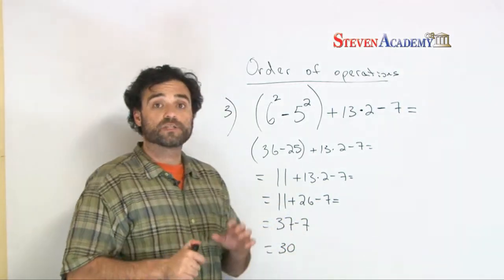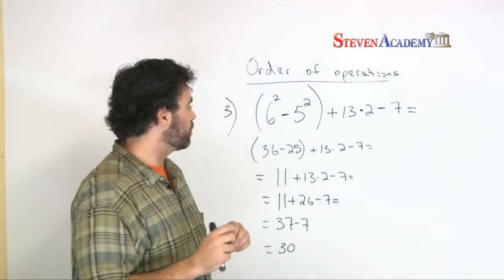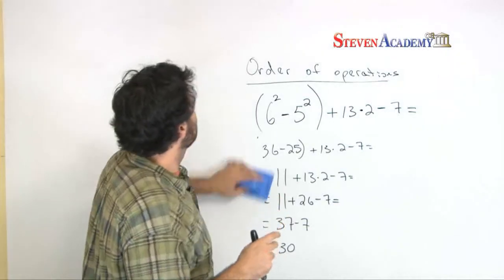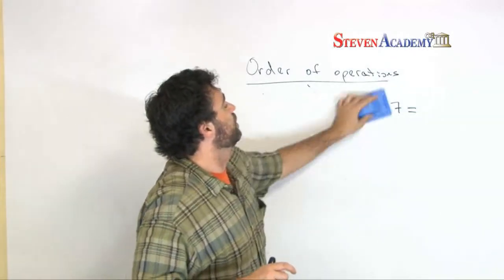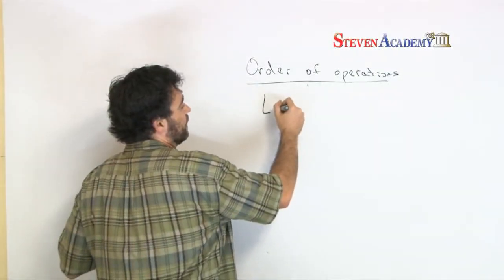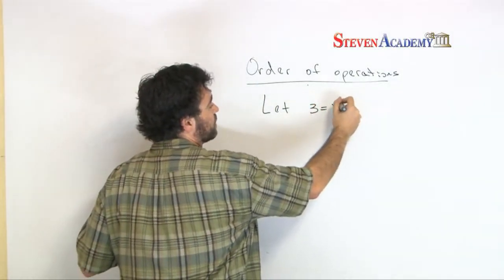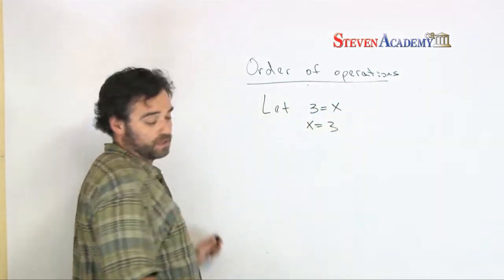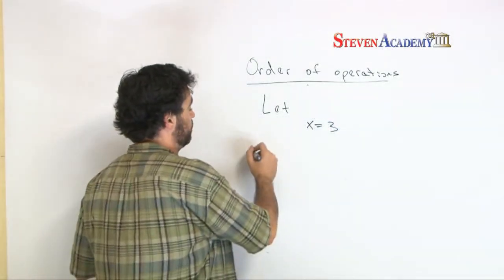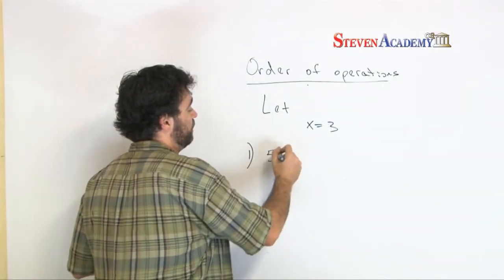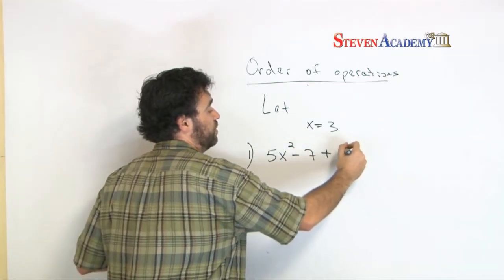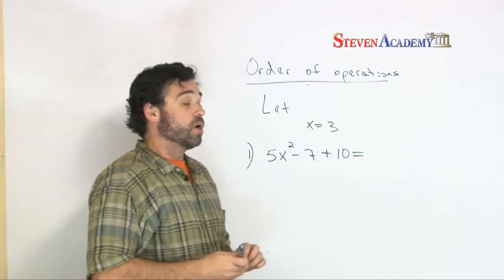Okay? Again, some prerequisite skills you want to have before we jump into the world of algebra. A couple other things. Now, let's say we're given the problem, let x equal 3, or x equals 3. And we say now that we're given the problem 5x squared minus 7 plus 10. What does that equal? What are we going to do?